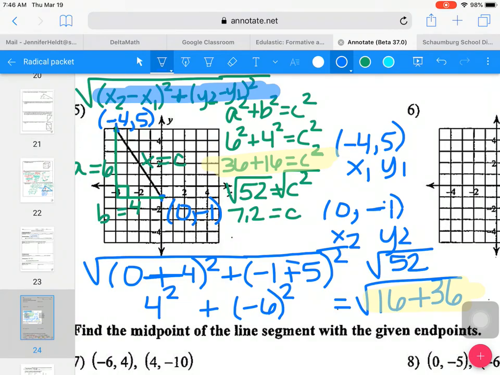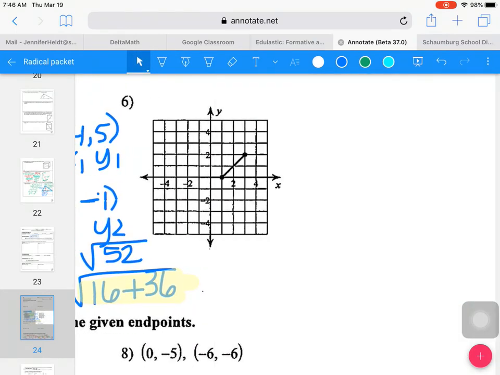Okay, so if you are fortunate enough to have a grid, it's probably easiest for you just to use Pythagorean theorem. So let's look at this one over here. Again, it's on a grid, so I'm going to draw in the right triangle. And this is 2, and this is 2. So this is my x.